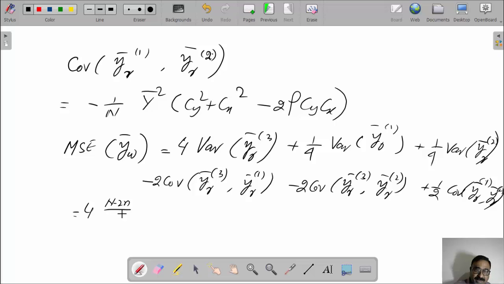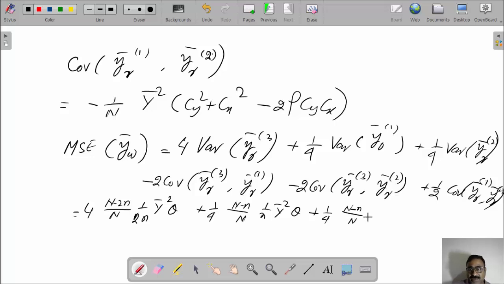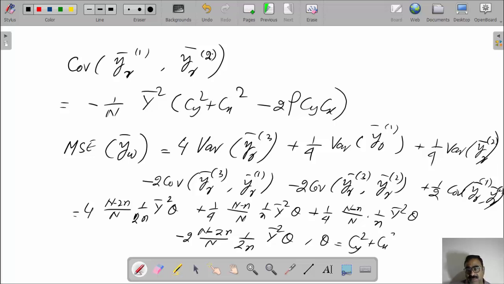So this will be equal to (n minus 2n) by n into 1 by 2n y bar square theta, plus 1 by 4 (n minus n) by n into 1 by n y bar square theta, plus 1 by 4 (n minus n) by n into 1 by n y bar square theta, minus 2 (n minus 2n) by n into 1 by 2n y bar square theta. Where theta we take as Cy square plus Cx square minus 2 rho Cy Cx.